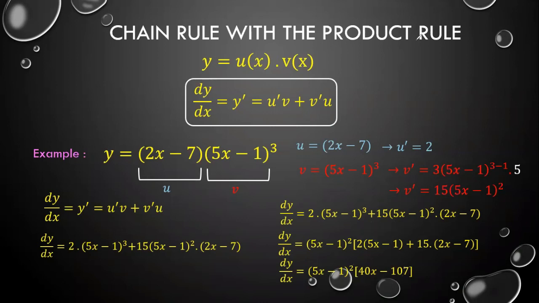So we have the differentiation of y equal x minus 7 times 5x minus 1 cubed is 5x minus 1 squared times, in parentheses, 40x minus 107. Very clear. Okay, to make it simple, I want to give you another example of how to use the chain rule. So let's go to the next example.